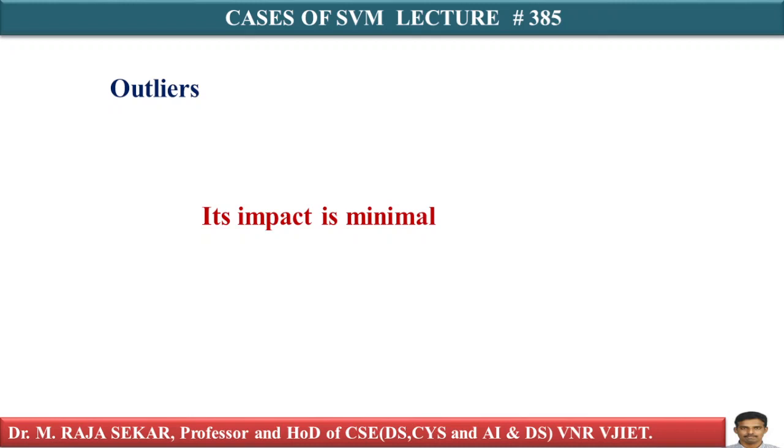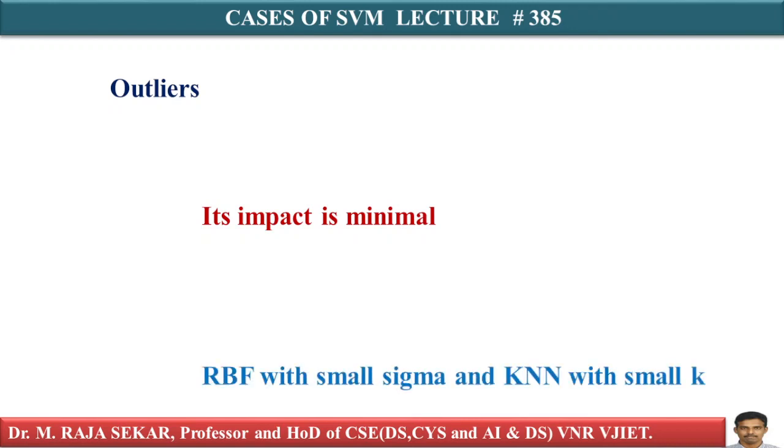But note that if you are using RBF with a small sigma, then what happens? This behaves very similar to KNN with small k, isn't it? KNN with small k will be impacted by outliers. RBF SVM with small sigma can also be impacted by outliers. But in general, the impact of outliers on support vector machines is very little, because only support vectors matter, isn't it? Support vectors are important.